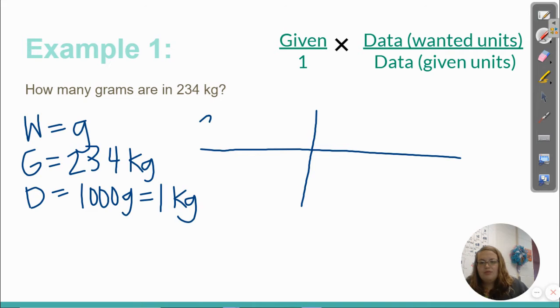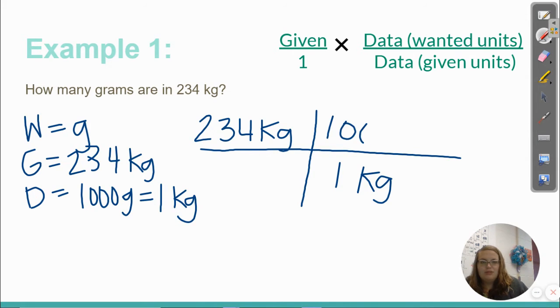So given goes in my first bracket, so 234 kilograms. And then I have kilograms on top, so kilograms is going to go on bottom, and I'm going to use my data there, so 1 kilogram. My desired or wanted units go on top, so that's 1,000 grams. And when I do it this way, I'm able to cancel out my kilograms and kilograms, and I multiply everything on top together and divide by everything on bottom. So 234 times 1,000 divided by 1.